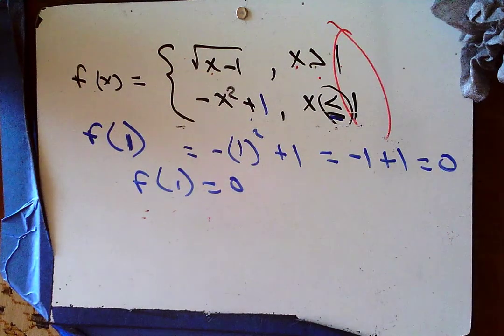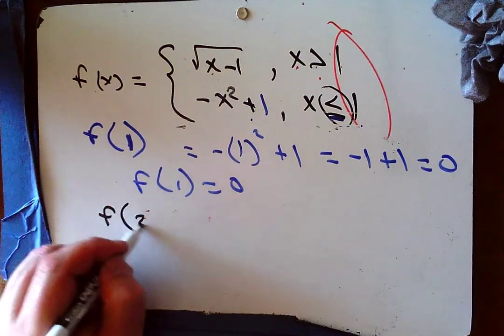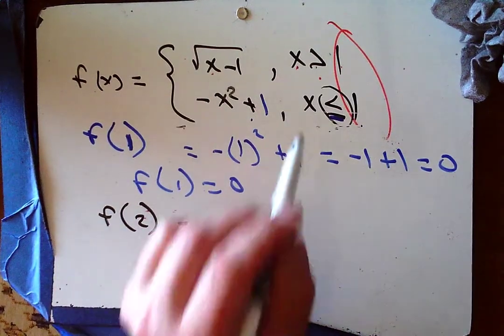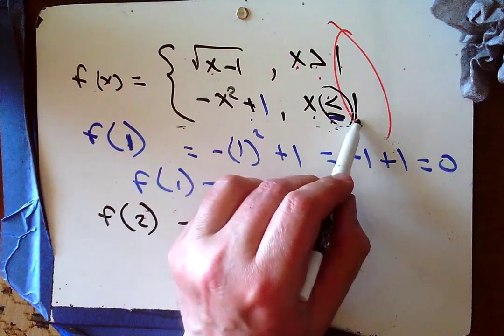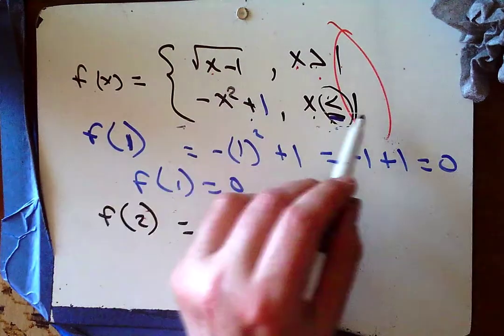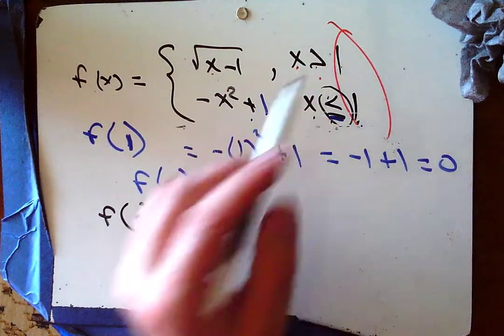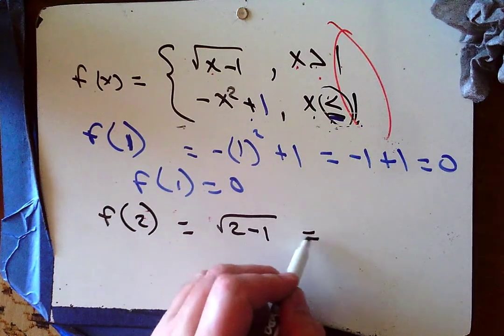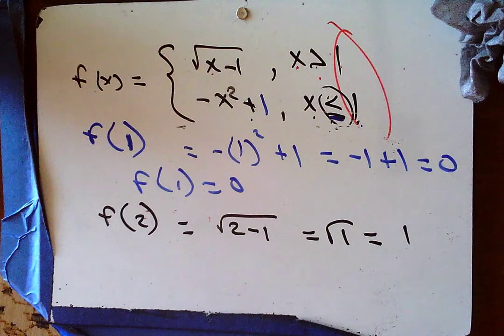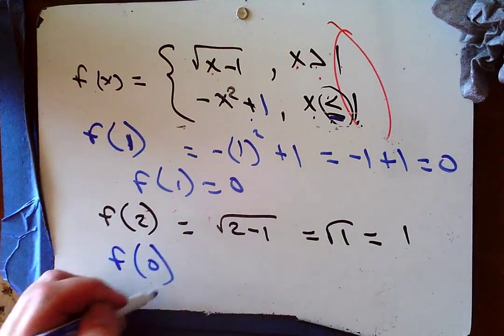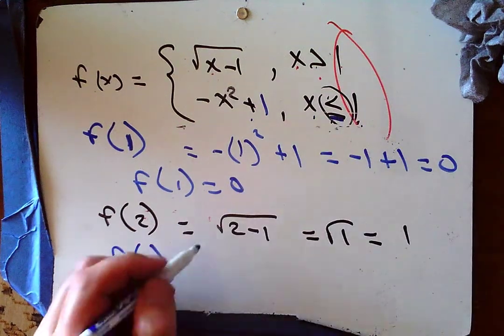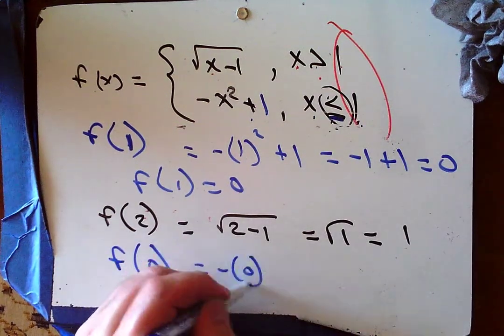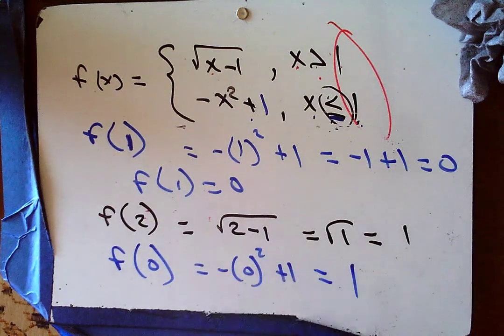Okay. What about f of 2? Well, is 2 less than or equal to 1? No, so we're not going to plug it into this piece. But 2 is greater than 1, so we're going to plug it into the top piece and have 2 minus 1, square root of 1 over 1. Okay? And then if we have f of 0, 0 is less than 1, so I'm going to plug into that piece, and I get 1. All right.